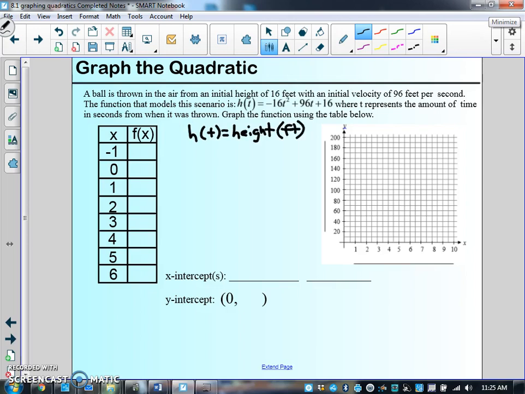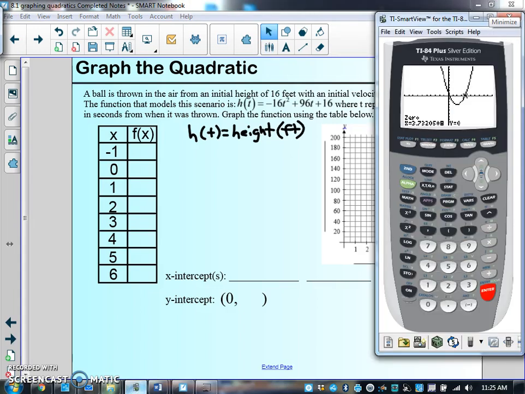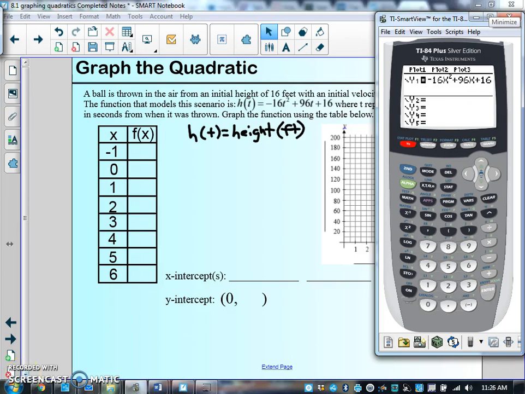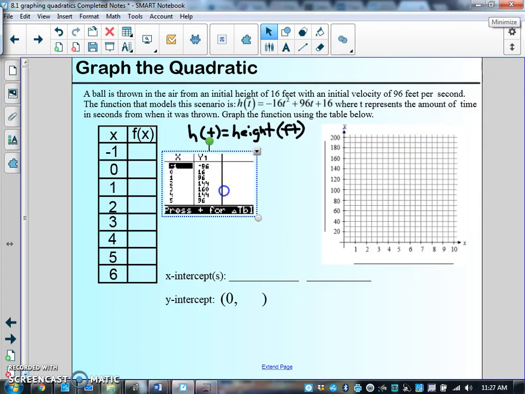Okay? So we're going to graph the function using the table below. As we talked about before, we're just going to put this into our calculator. Now that we plug our equation into the calculator, we can do two things. But first, we're just going to pull over the data table. I'm going to go to second graph to give me my table. I'm going to have my values here.